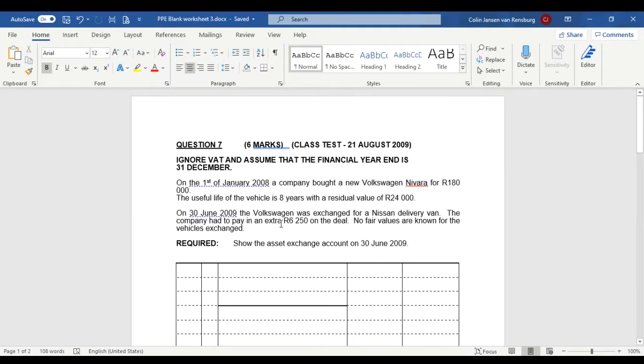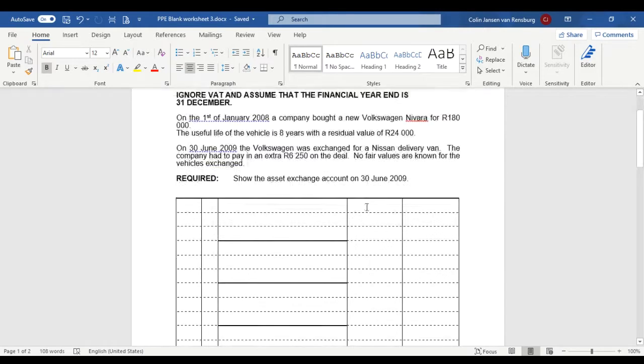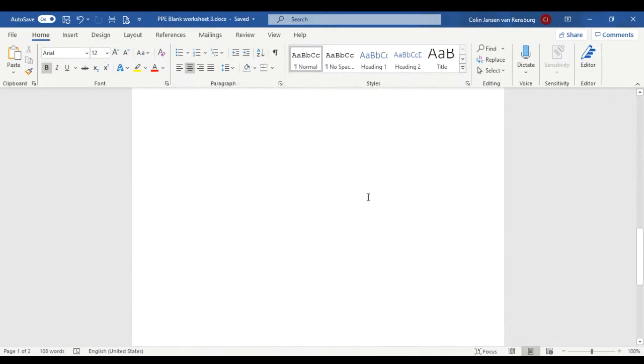They say the company had to pay in an extra 650,000 rands on the deal. No fair values are known for the vehicles exchanged. And then they say required, show the asset exchange account on the 30th of June 2009. Now, before we answer that, ladies and gents, I see we are quite a number of us here. Let us just go through the basic principles of an asset exchange.